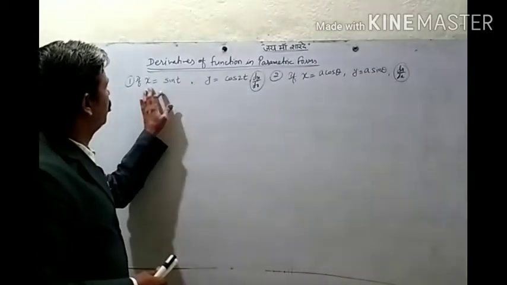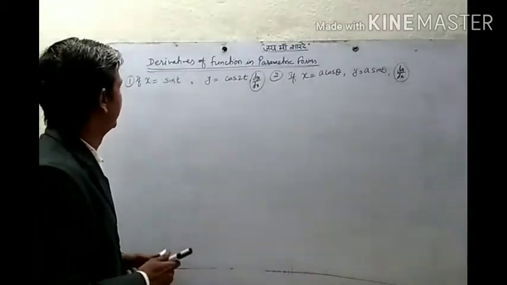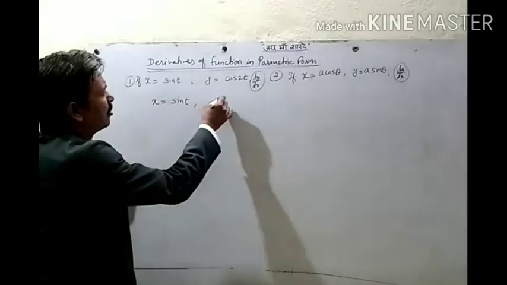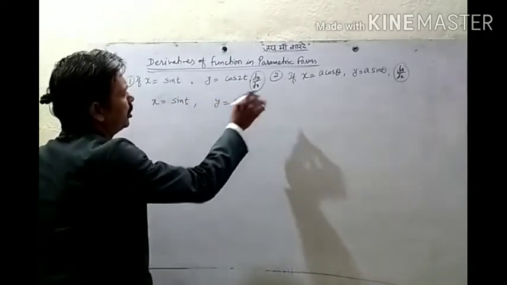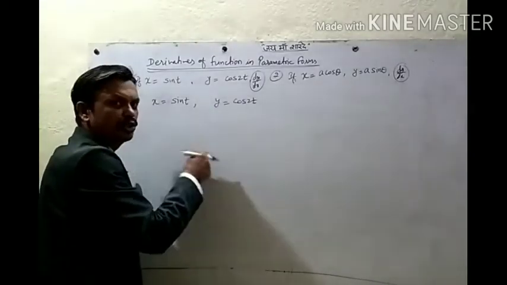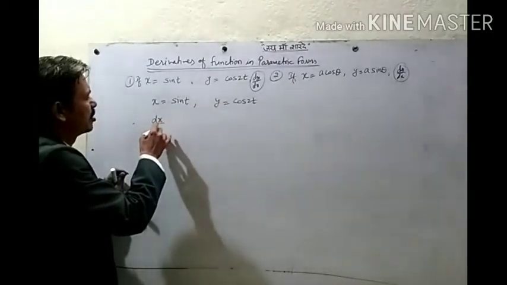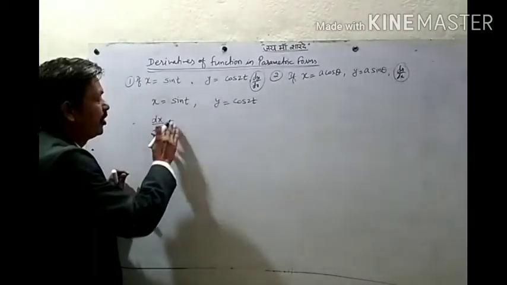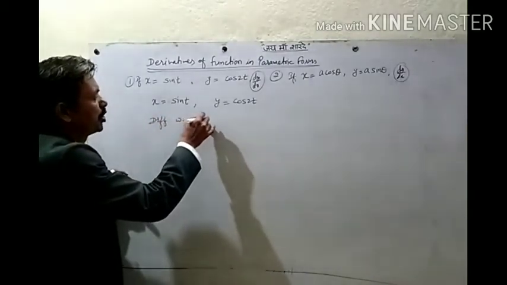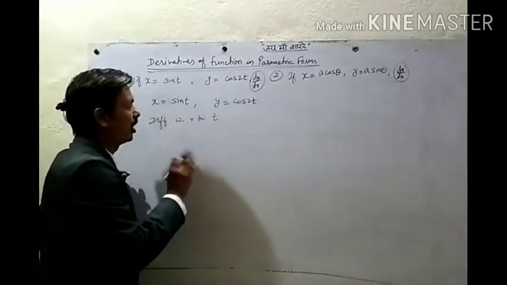Now we are given x equal to sin t and y equal to cos 2t. We need dy by dx. Okay? So what we have? X equal to sin t and y equal to cos 2t. So first we will differentiate x and y with respect to the third variable t. So what we get? Dx by dt. Now we are differentiating with respect to t, the third variable. The parameter is t. So differentiating with respect to t.